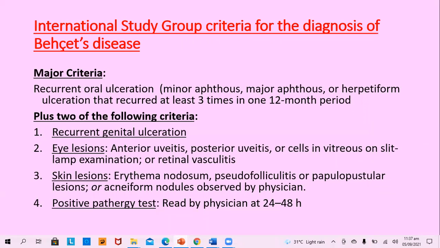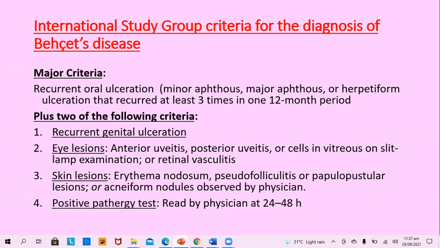International study group criteria for diagnosis of Behçet's disease. This is a very important slide. The major criterion is recurrent oral ulceration. The oral ulceration can be minor aphthous, major aphthous, or herpetiform ulceration. But it is important that these lesions should be recurring at least 3 times in one 12-month period. That is, even if every 4 months the patient develops this lesion in a span of 1 year, then this fulfills the first major criterion of the illness.